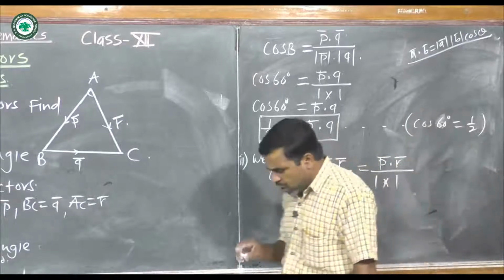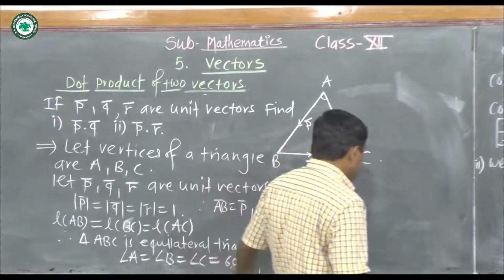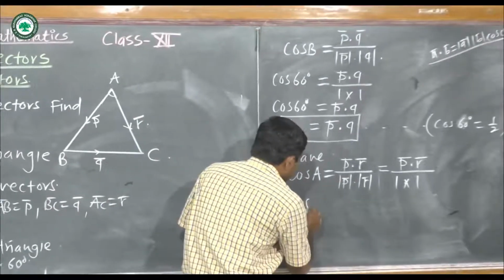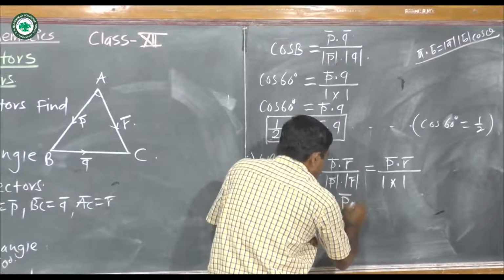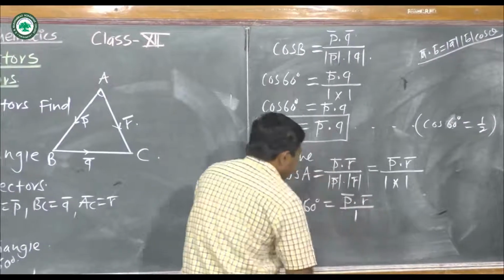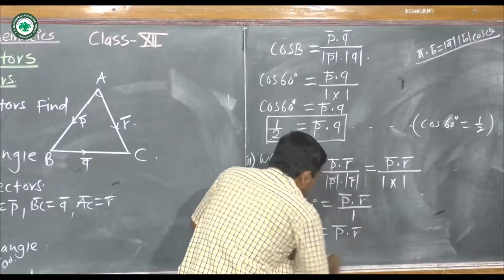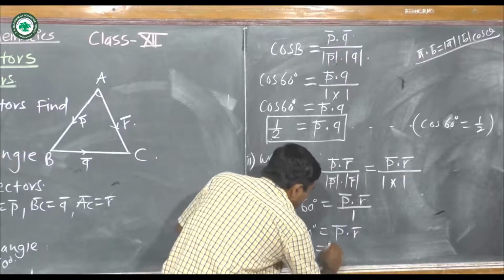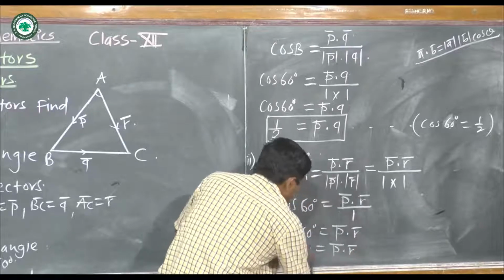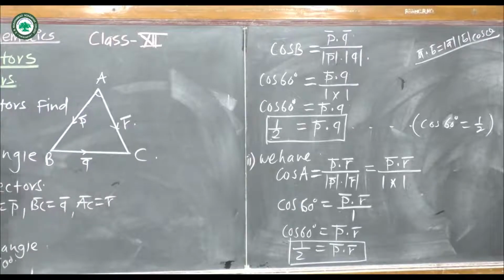So therefore cos of A, but what is angle A? The measure of angle A is 60 degrees here. So cos of 60 degrees is equal to P bar dot R bar divided by 1. That is, cos of 60 degrees is equal to P bar dot R bar. And we know that cos of 60 degrees is 1 by 2, which is equal to P bar dot R bar. So therefore P bar dot R bar is also 1 by 2. So this is the complete solution for the given question.